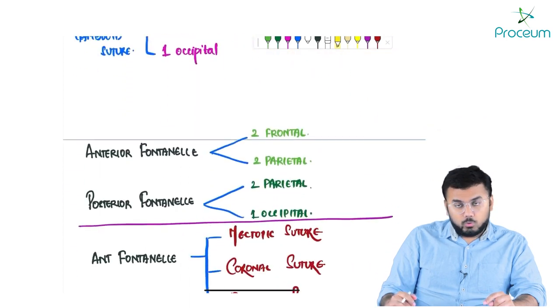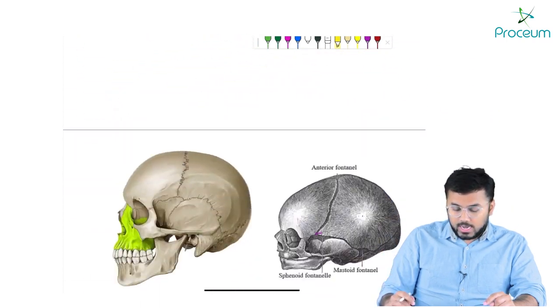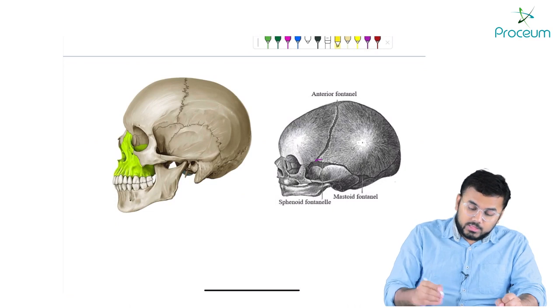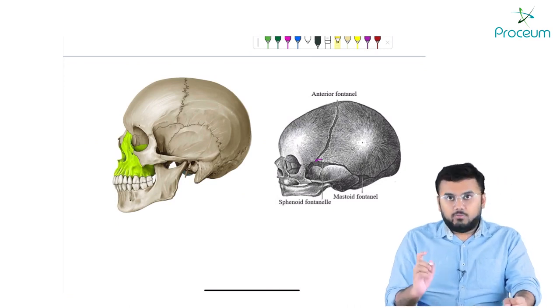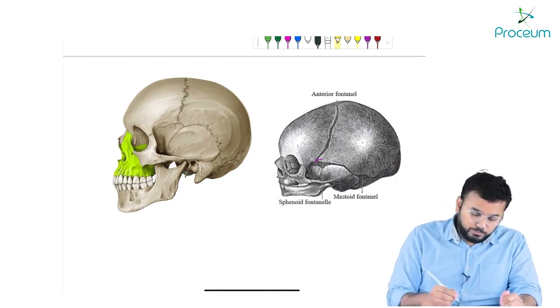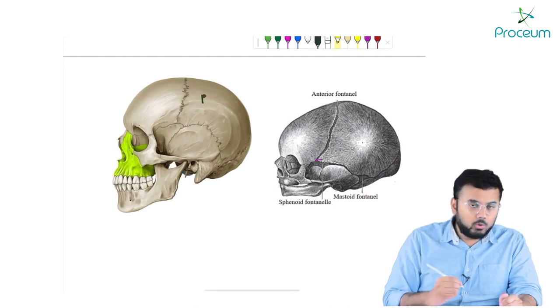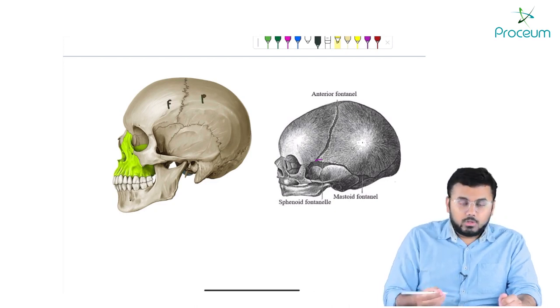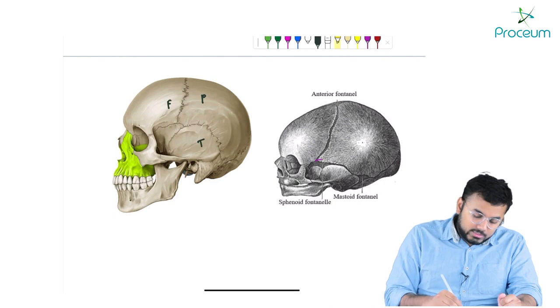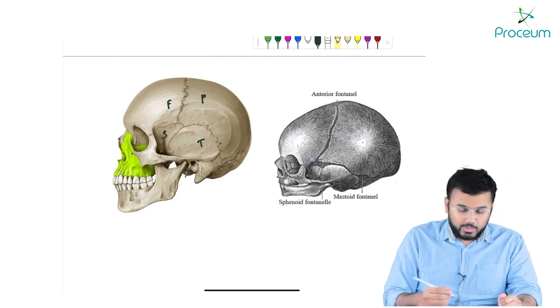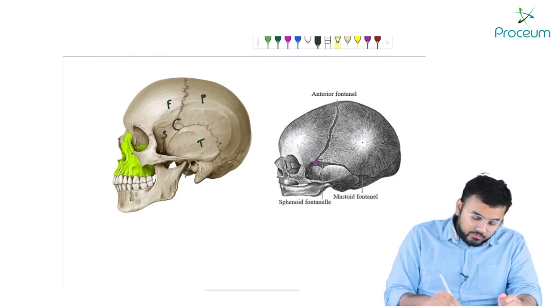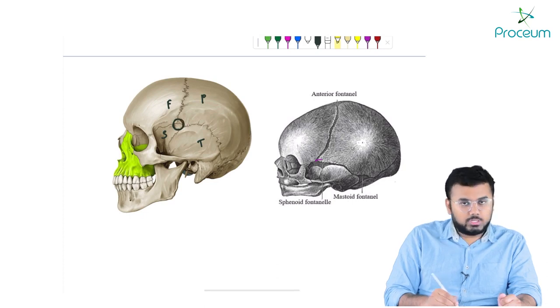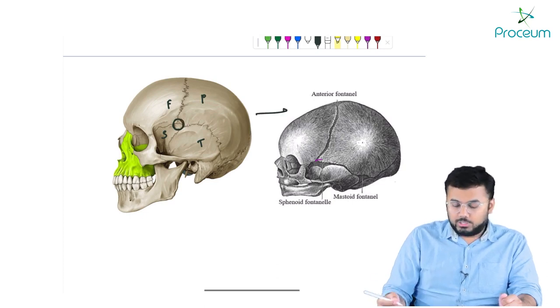Along with that, we have two more fontanelles that you can see on the lateral view. In this view, you can see one fontanelle here. All of you look here now. See, this is your parietal bone, this is your frontal bone, this is your temporal bone, and this is your sphenoid bone. Exactly here you see a fontanelle. Actually, these sutures are fused here, but look at this picture over here.